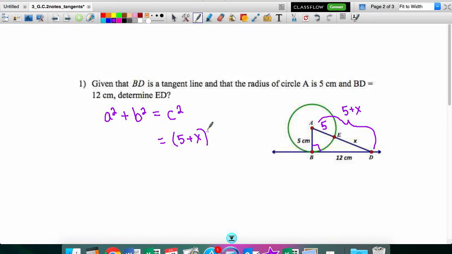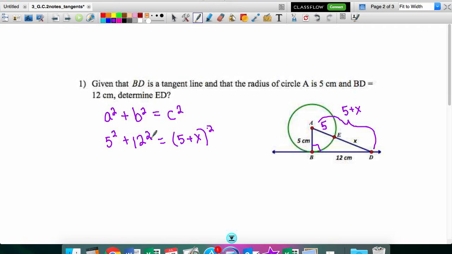Now notice, since that's a binomial, I have to put parentheses around it before I put the square in, because the square applies to the entire quantity. Now your other two sides of the right triangle, the 5 and the 12, will be your A and B, and it doesn't matter which one goes in for which at this point. So I'll go ahead and just fill in 5 squared plus 12 squared.